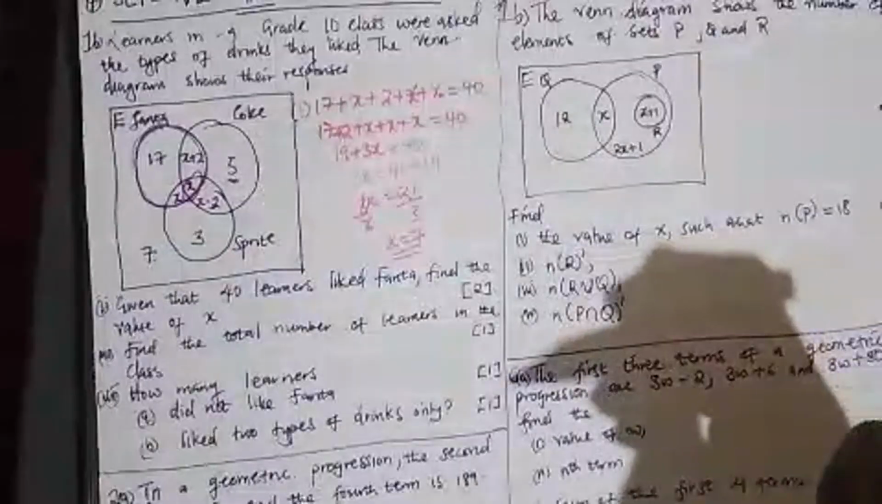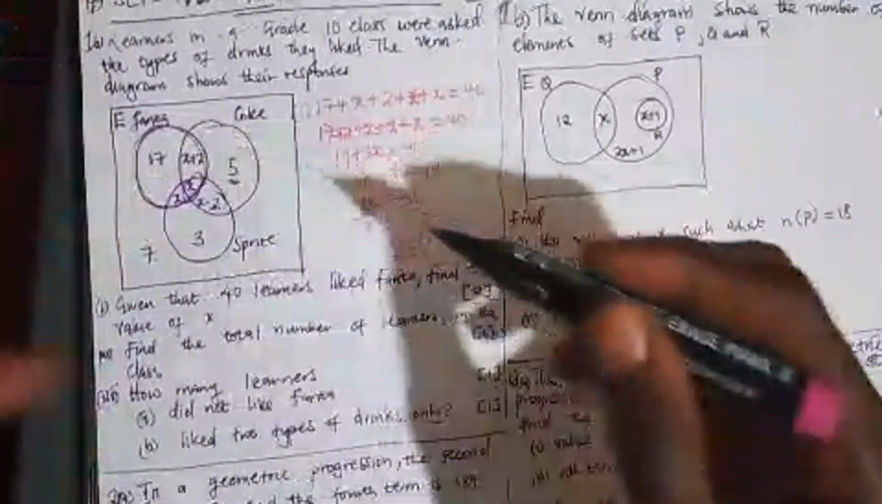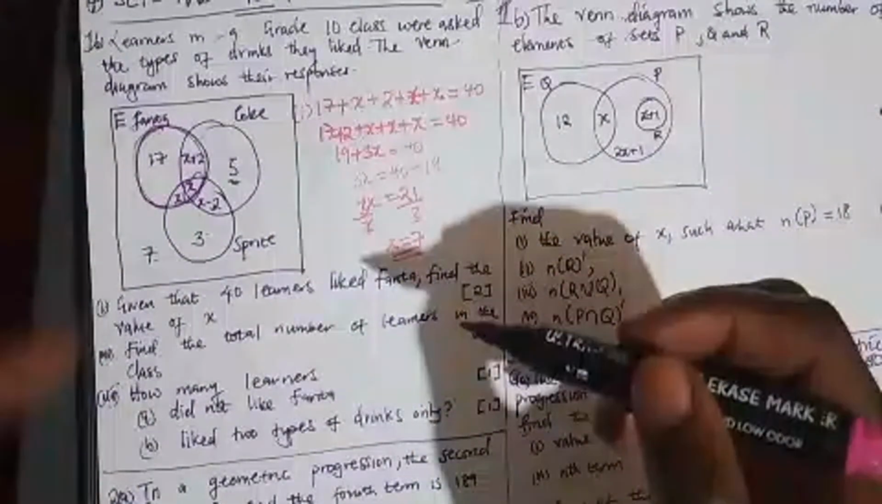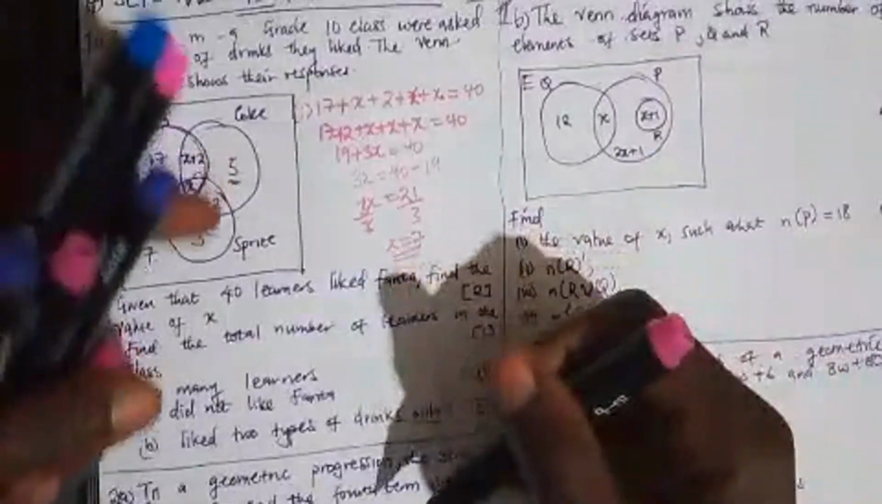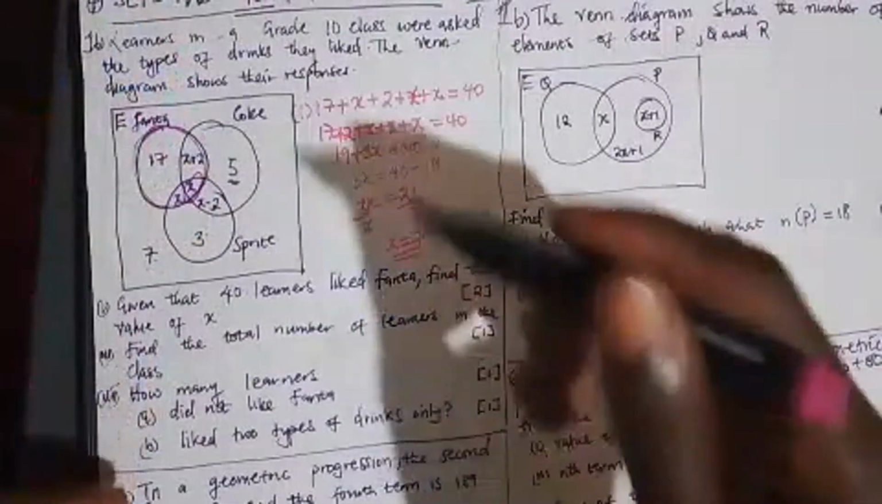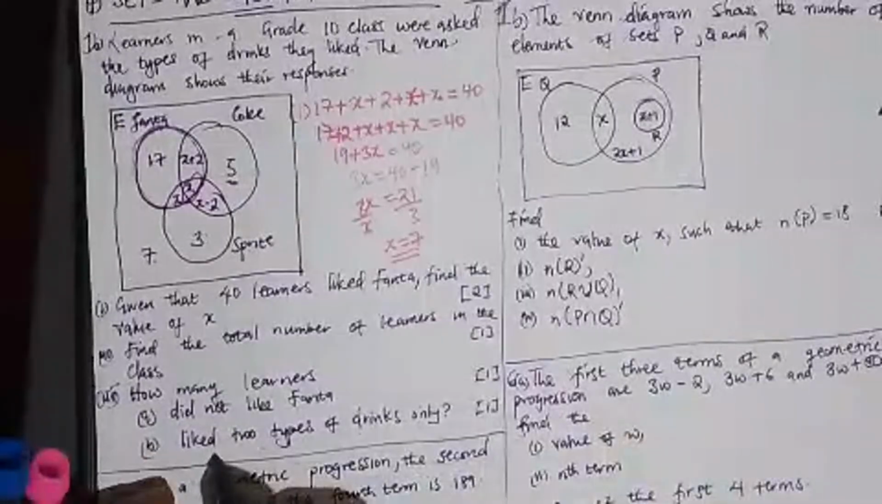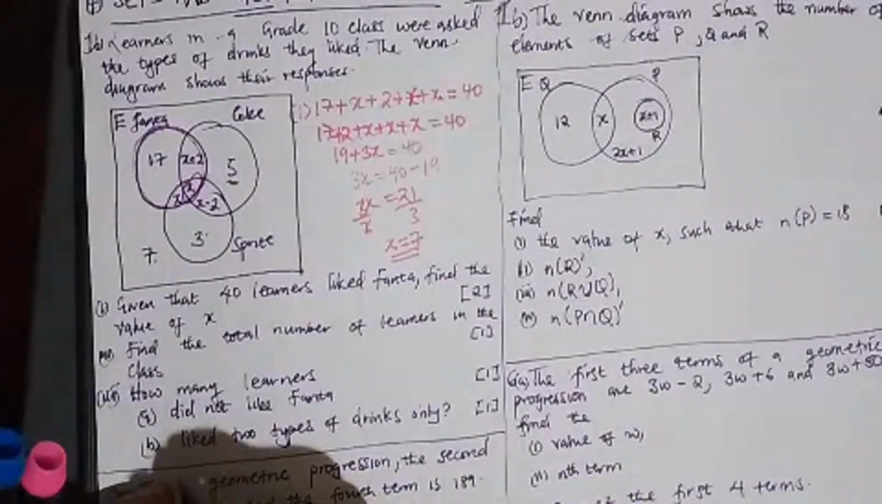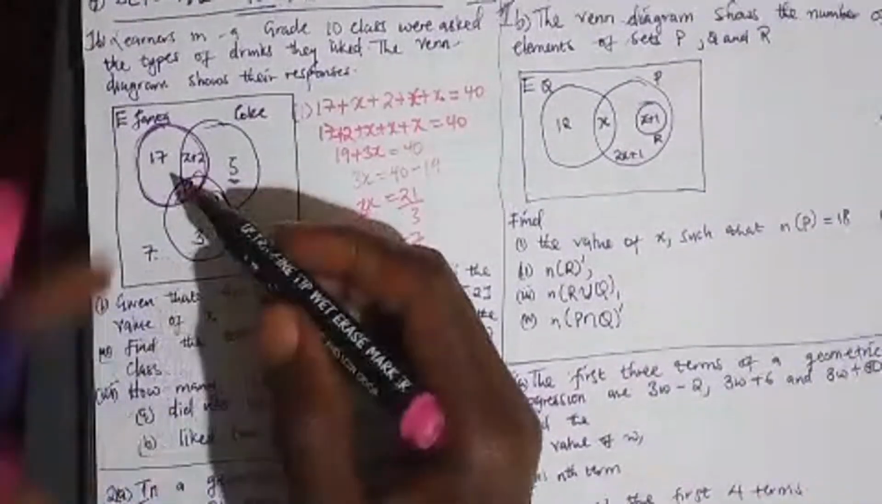So whenever you hear "at least," include it. But if you hear "only," remove it. Yeah. So if we remove this part, you find that those people who liked 2 types of drinks were what?